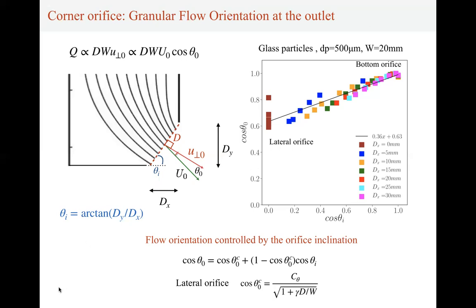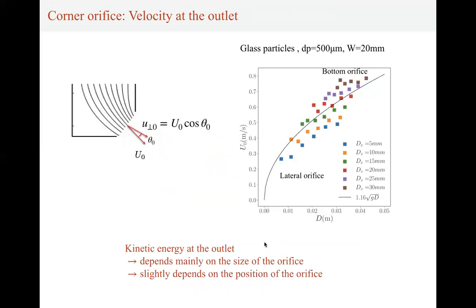So we can write a linear empirical relation. And so this inclination goes to 0 for a bottom orifice, up to the inclination given by the previous law for a lateral orifice. And this inclination for a lateral orifice depends on the thickness of the silo. So now, if we look at the velocity, we found more or less a square root velocity.